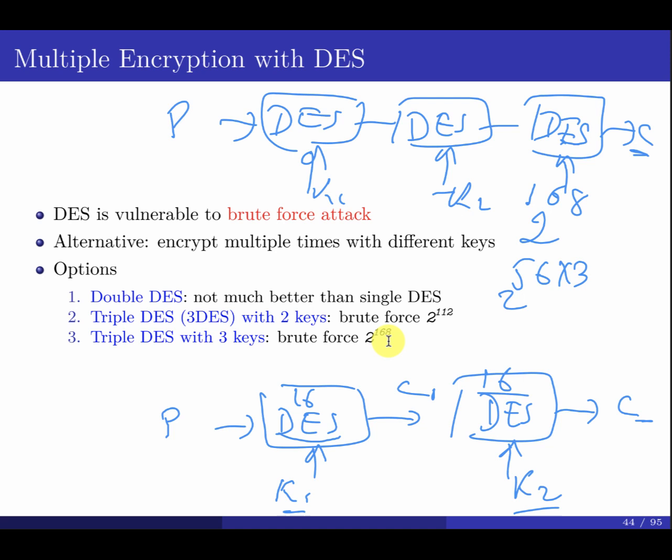And if I use 2 keys, maybe it enhances the security to 2 to the power of 112. What does that mean here? That means you need to try 2 to the power of 112. How did I get this number? 2 to the power of 56 multiplied by 2, because I'm using 2 keys. But I'm going to show you, no, this is not the case, actually.